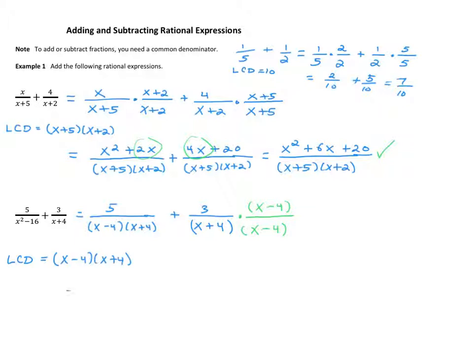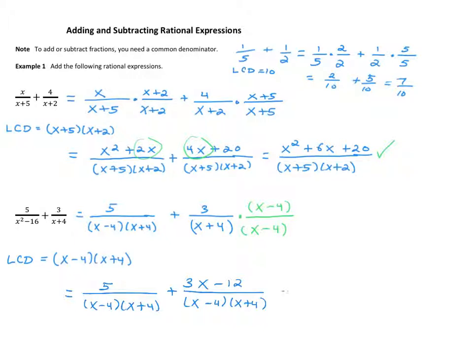So continuing, the very first fraction I didn't do anything to. It was just 5 over x minus 4 times x plus 4. I just factored it. And in my second fraction, I'm going to distribute the 3 to the x minus 4, giving me 3x minus 12. But my denominator, I'll leave as x minus 4 times x plus 4.